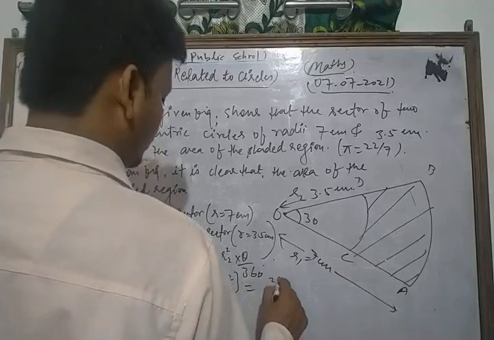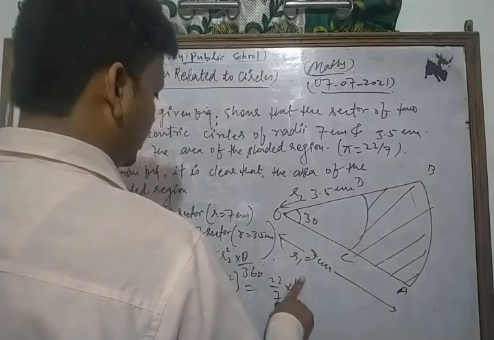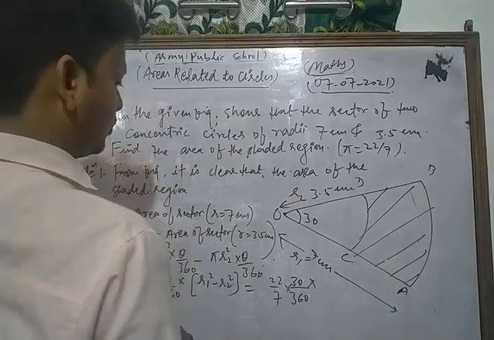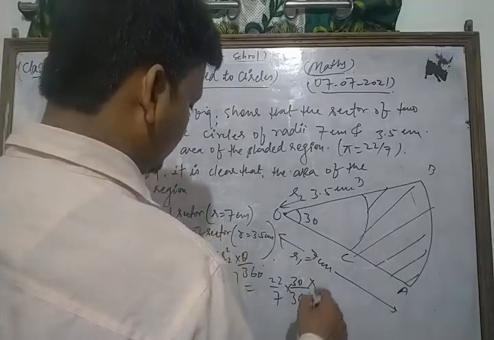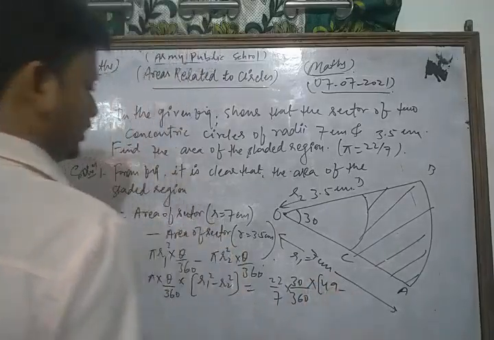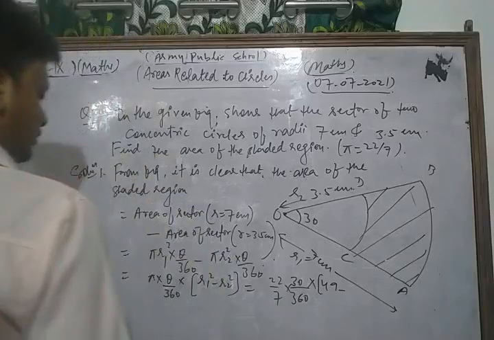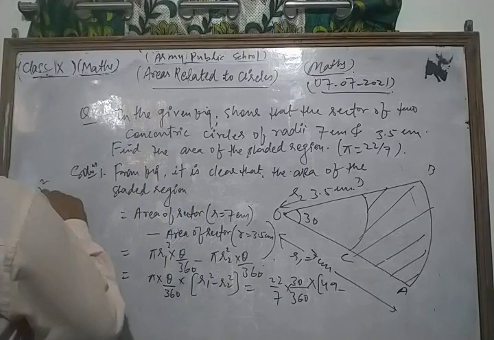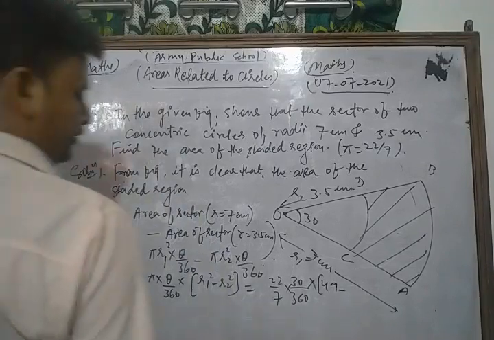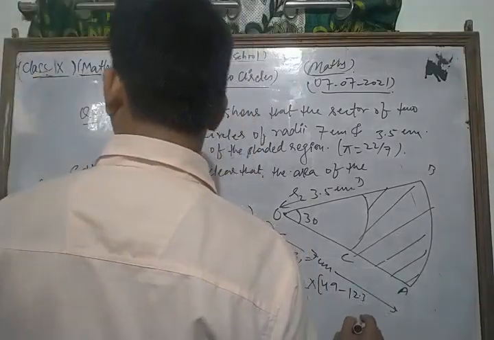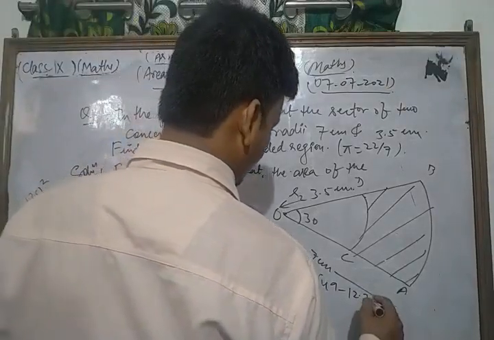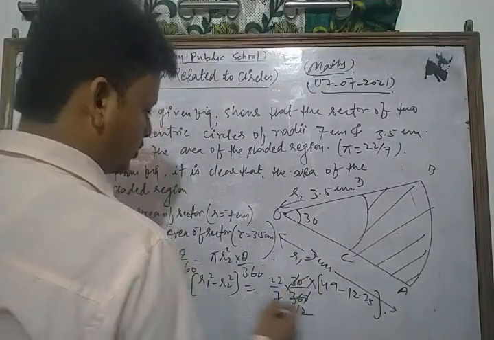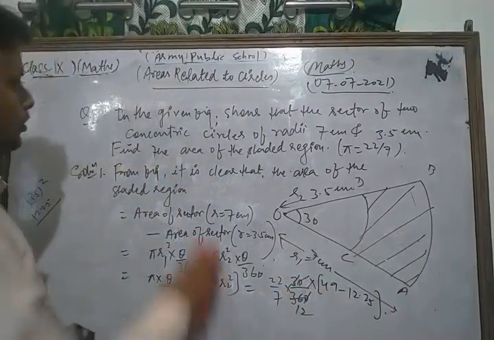So we get pi is 22 upon 7, theta is 30 degree upon 360, into r1 square, r1 is 7, 7 sevens are 49, minus 3.5 square, which is 12.25. Now we just simplify them. Now 0 cancels with 0. This is 12.